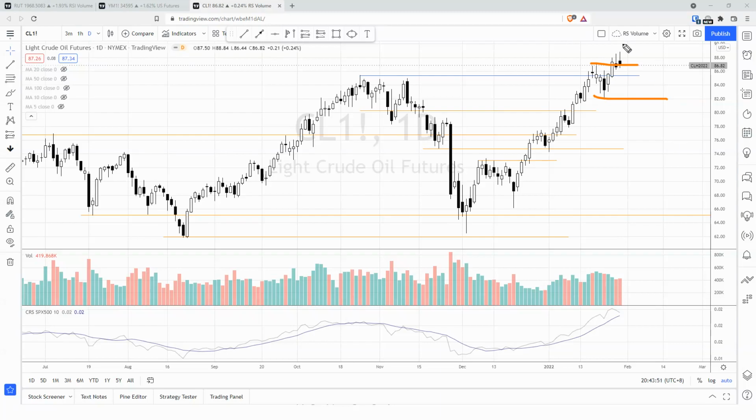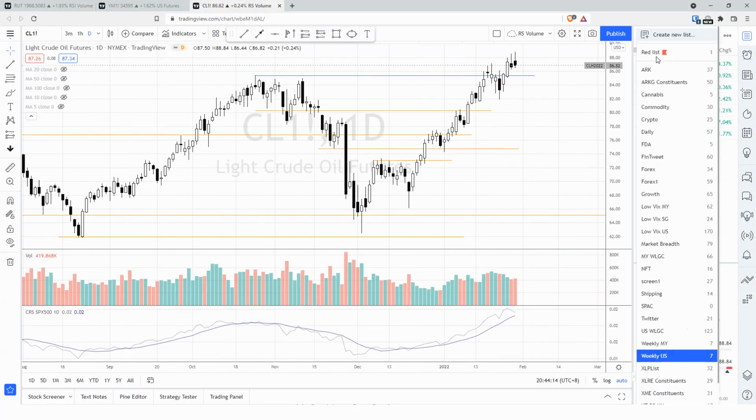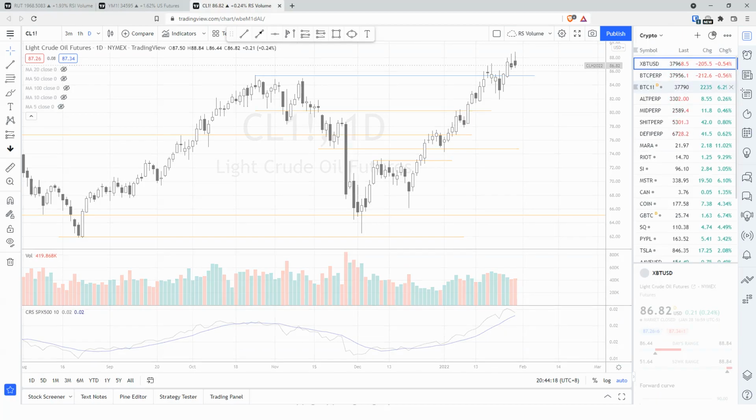So the energy should just consolidate for some time, and we might see some rotation going on, maybe into some deeply oversold stocks like the tech stocks or others. That is my anticipation right now for the short term. Might have some pullback. Okay, so next one, I think Bitcoin is interesting. Let's take a look at Bitcoin.